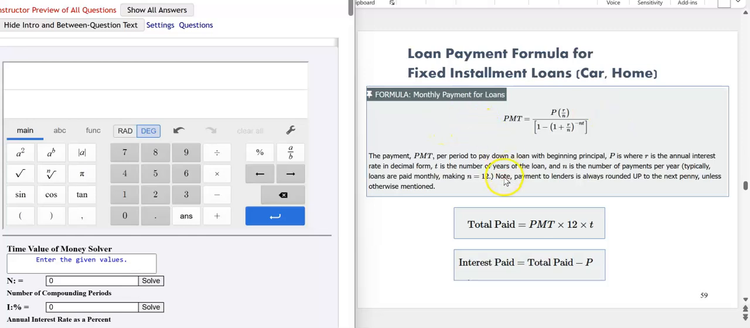Hello, in this video I'll show you how to find the monthly payment for a loan. Here I do it for a car loan. The formula for monthly payment is here.